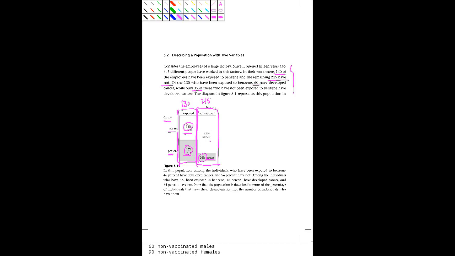And if 35 of 215 have cancer, then 180 of 215 do not have cancer, so that's going to be 84%. So that's how we get these percentages, and it's the percentages we want. So we can compare: 46% of the exposed have cancer, while only 16% of the not exposed have cancer. Maybe that tells us something, but we'll worry about that later. Right now, we just want to figure out how to create these diagrams.